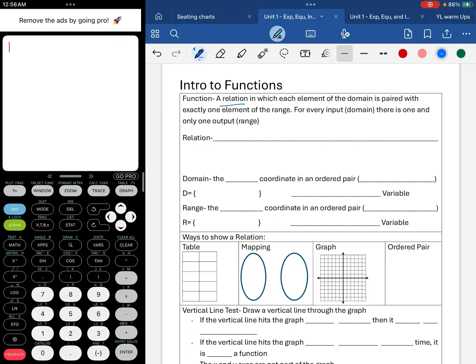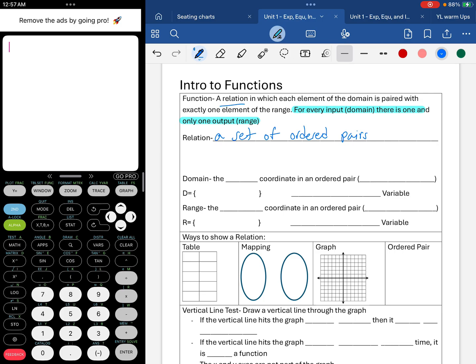For every input of the domain, there is only one output of the range. So a relation, like we said, is just a set of ordered pairs. They're being compared, they're showing how they change, one goes up, one goes down, or it may just be a bunch of numbers. But the really important part right here, for every input, there is one and only one output. That's going to come back into play later.